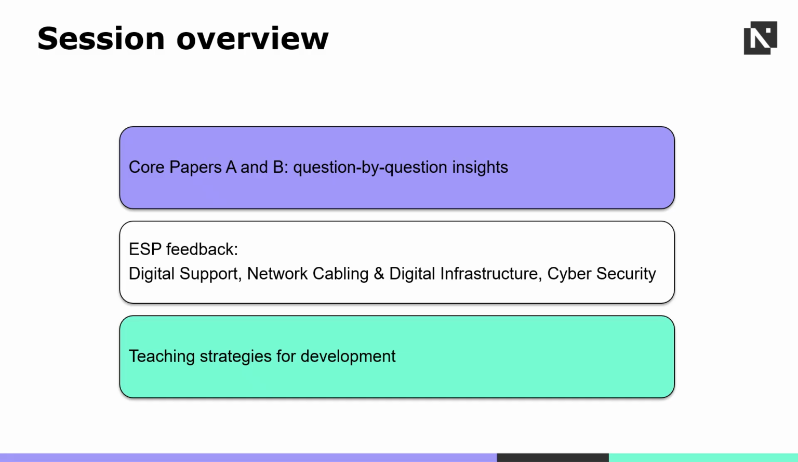So this video will be split into three parts. First of all, we'll have a look at core papers A and B and some question-by-question insights. Then we'll have a look at the ESP feedback, and that's around all of the ESPs: digital support, network cabling and digital infrastructure, and cybersecurity. And then we'll also have a look at some teaching strategies for development moving forward.